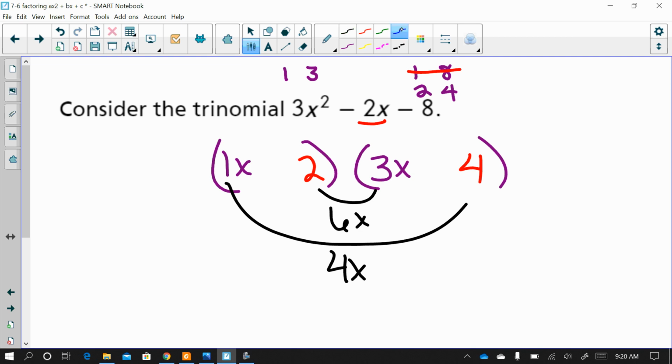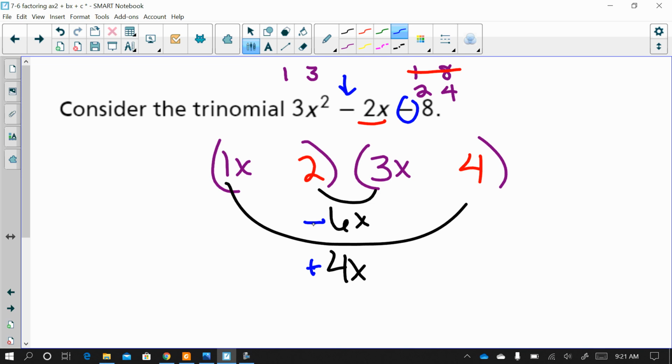So let's talk about our signs. This tells me signs are different, and the bigger number is going to get the negative. Okay, so what's bigger, 6 or 4? The 6 is. So I want the 6 to be negative and the 4 to be positive, because when I add negative 6 plus 4, I get negative 2.